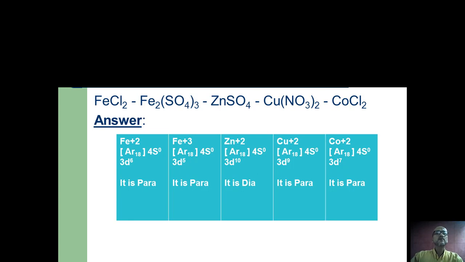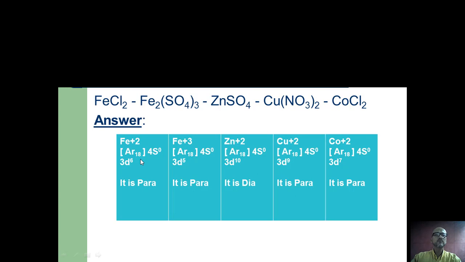Another question: classify the following into para and diamagnetic substances. Which of these compounds is para and dia? Firstly, you have to configure them. Configure Fe in this case, which is positive 2. Why? Because it attaches with 2 chlorine and each chlorine is monovalent. So iron will be divalent, Fe positive 2.